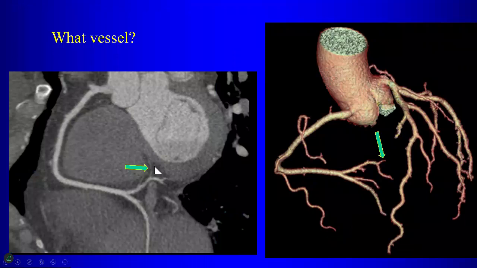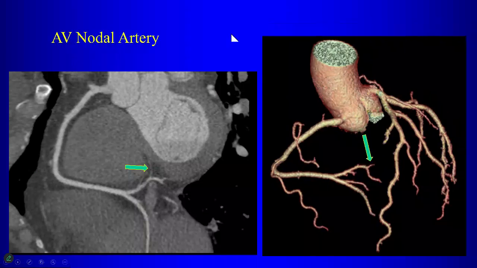Okay, so the AV nodal is a very small vessel, and usually it comes off where you have this U-turn here, right, where you have this turn. So it tends to be a tiny vessel. It's hard to identify. You don't always definitely see it, right? So it's a tough vessel to see. That is the AV nodal branch, okay?